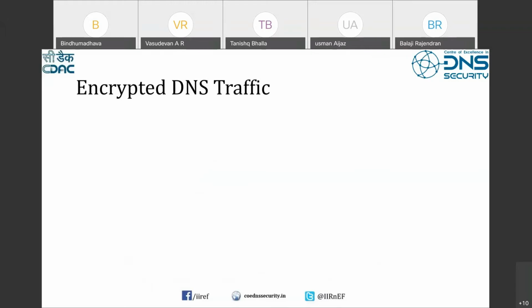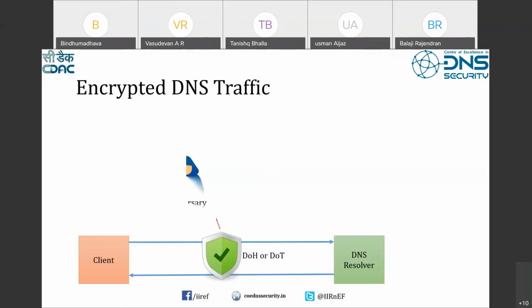So what is the solution to this? The solution is somehow if we could encrypt the data that is going from the client to the DNS resolver and back, then even if there is an adversary who is a man in the middle and looking at the traffic that is flowing from the client to the DNS resolver, he could not make sense of what is the data flowing on the network.